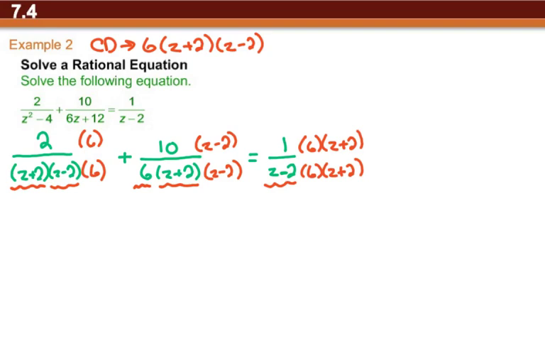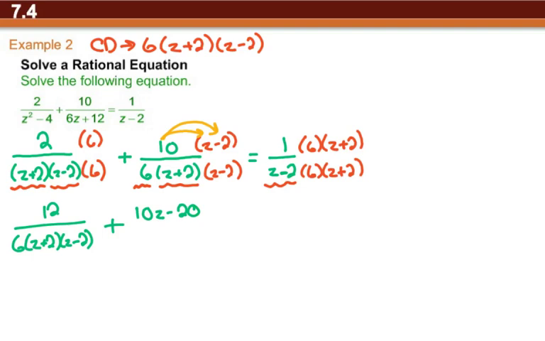Multiplying this out, on the top here we get 12 over 6 times z plus 2 times z minus 2. Now it doesn't matter the order that you write the denominator. I just write it in the common denominator order just to ease a little bit of confusion. Next we have 10 times z minus 2. We do need to distribute that 10 in. That would give us 10z minus 20 over 6 times z plus 2 times z minus 2.